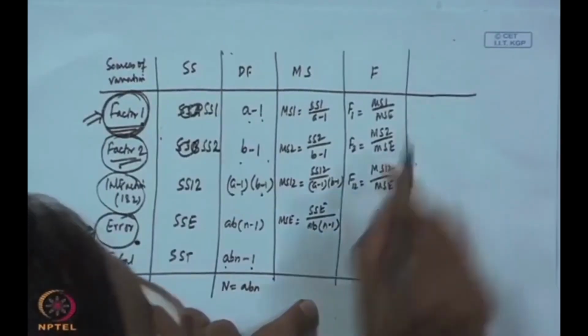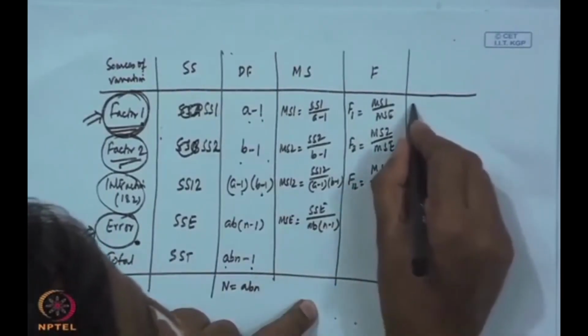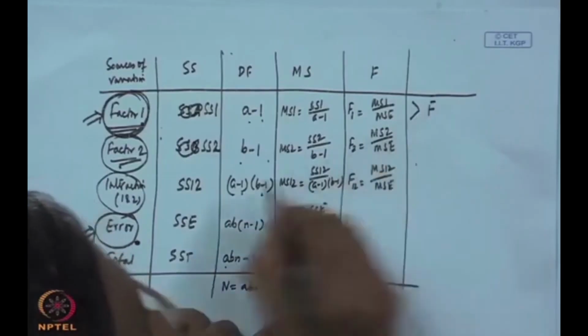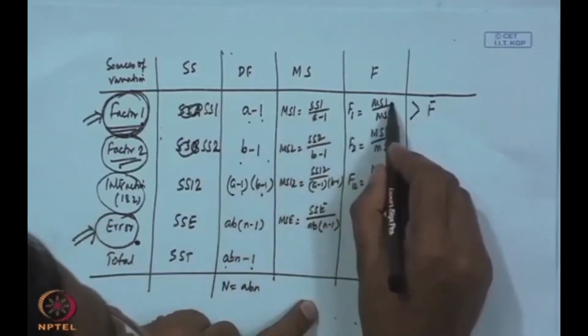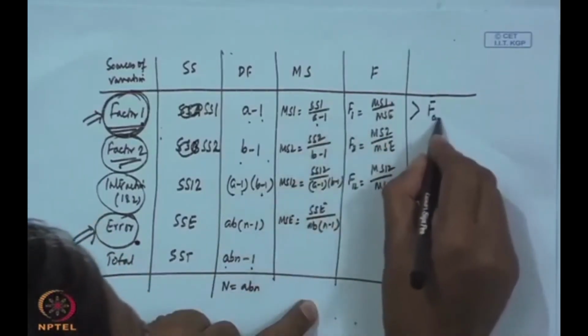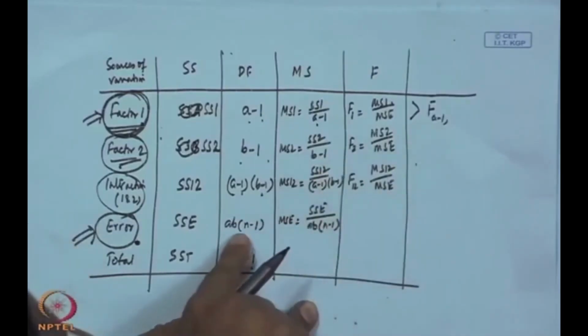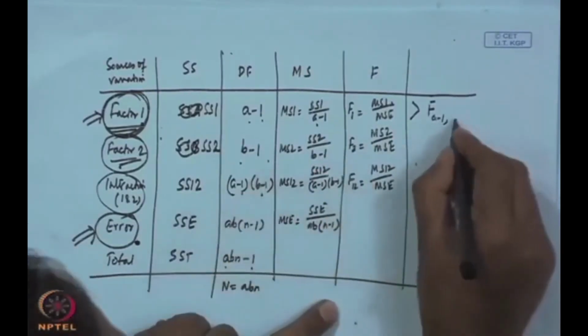Okay. Now, what will be the degrees of freedom for this case? If this one is greater than, what is our numerator degrees of freedom? A minus 1, and denominator degrees of freedom is AB(n minus 1).